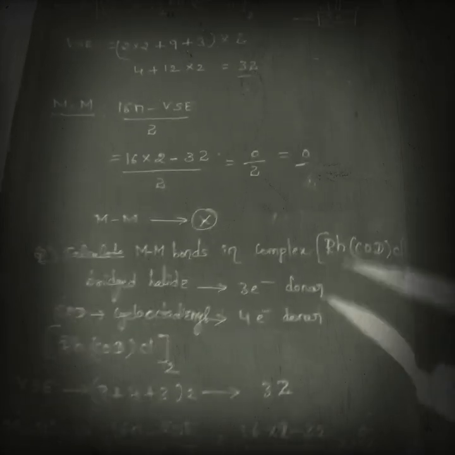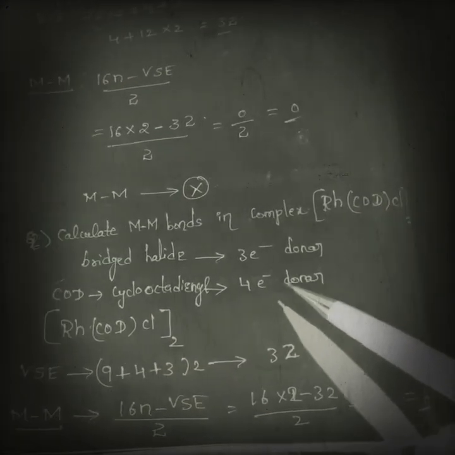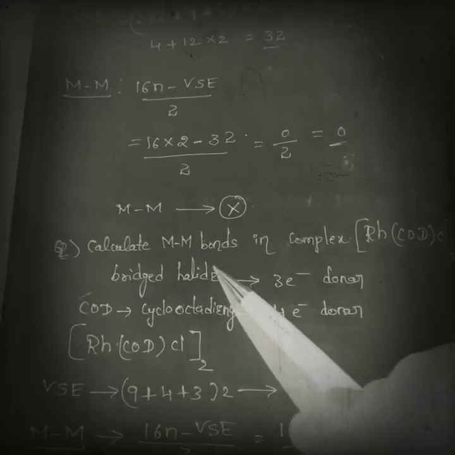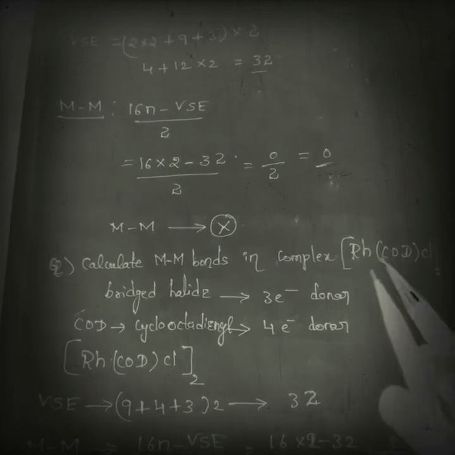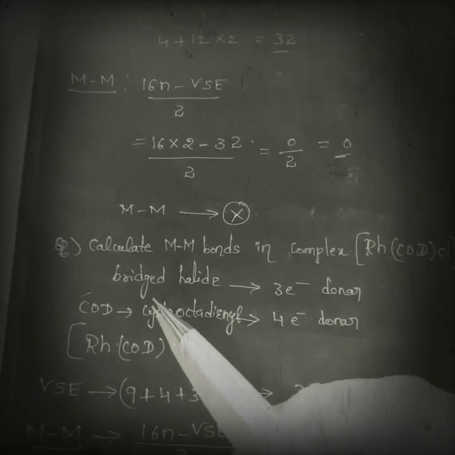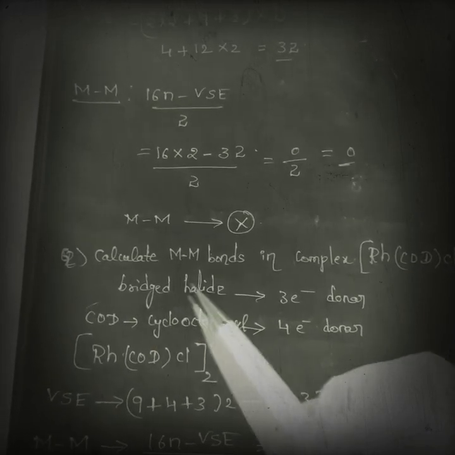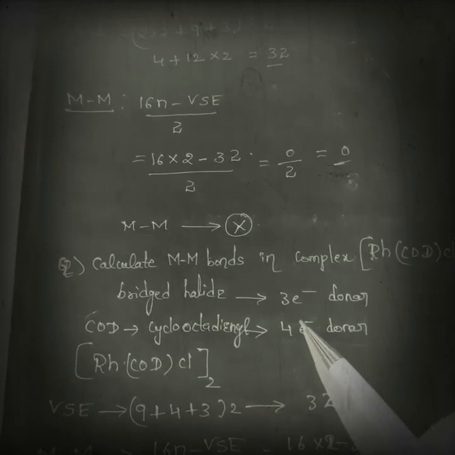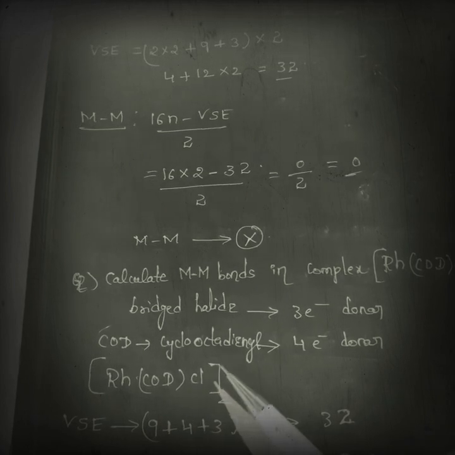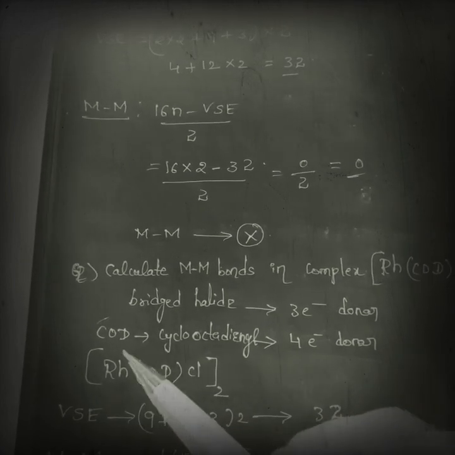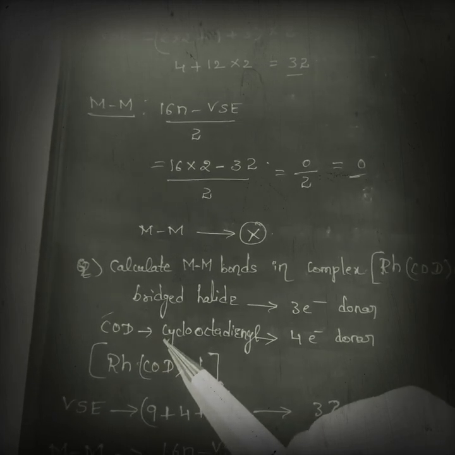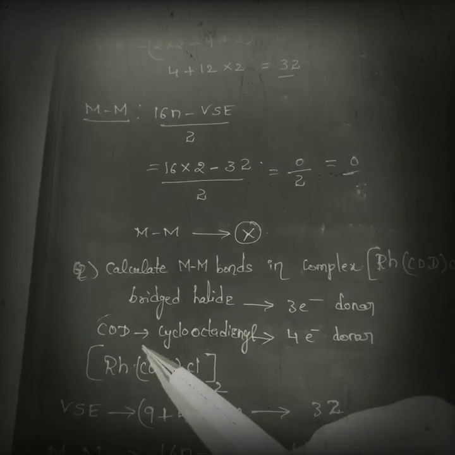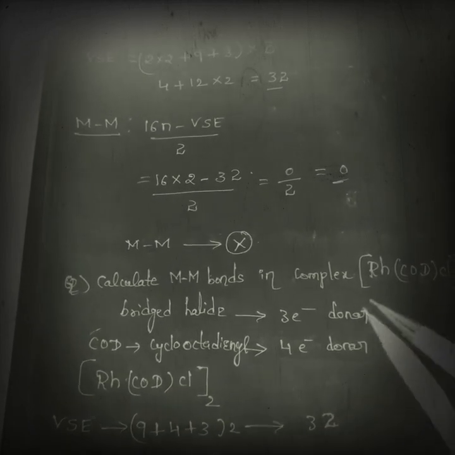Next, friends, this is actually a question which was asked in one of the most important exams. Let us look at this. Calculate metal bonds in this complex, friends. Before solving this, we should know one thing. I already said that the electron donating tendency of a bridged halide is 3 electrons, friends. Next, this is COD, which means cyclooctadiene, and this is a 4 electron donor, friends. This we have to remember. Now let us try to solve this, friends.